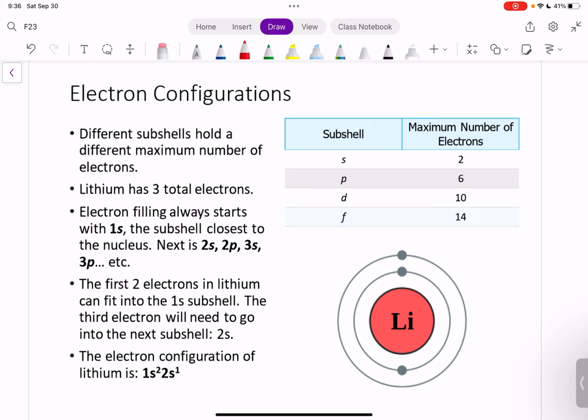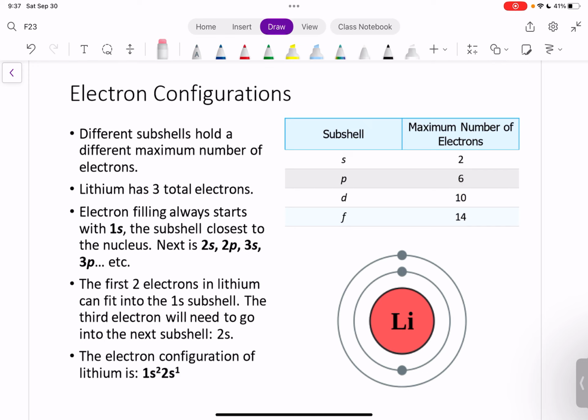So different subshells actually hold a different maximum number of electrons. Remember we said that there are 4 different subshells, S, P, D, and F. Each of them can hold a different maximum number of electrons. The S subshell can only hold a maximum of 2 electrons. The P can hold 6, D can hold 10, and F can hold 14.